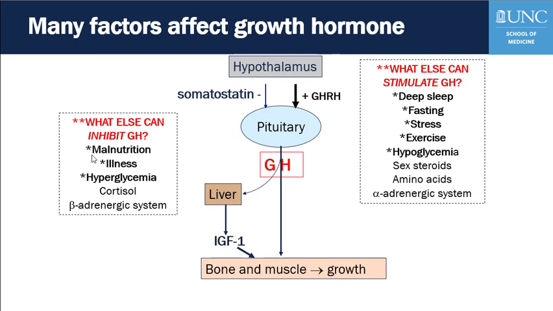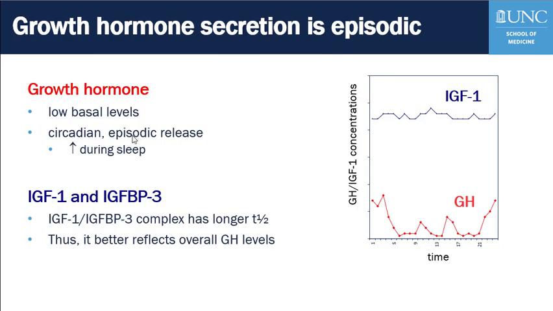And so on the left side are these inhibitory factors for growth hormone in normal individuals, things like malnutrition and illness, hyperglycemia or elevated levels of blood sugar, and again, several other factors. So when diagnosing growth hormone excess and deficiency, it's important to be careful about the conditions in which growth hormone and IGF are being measured. The other thing that can confound measurement of growth hormone, besides all the inhibiting and stimulatory factors we just saw, is that growth hormone secretion is episodic.